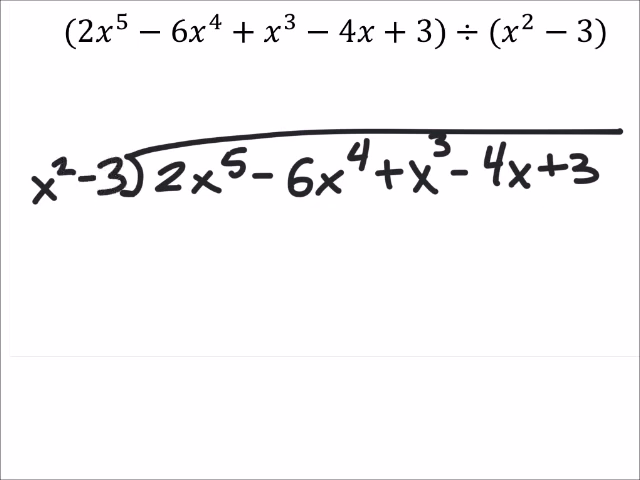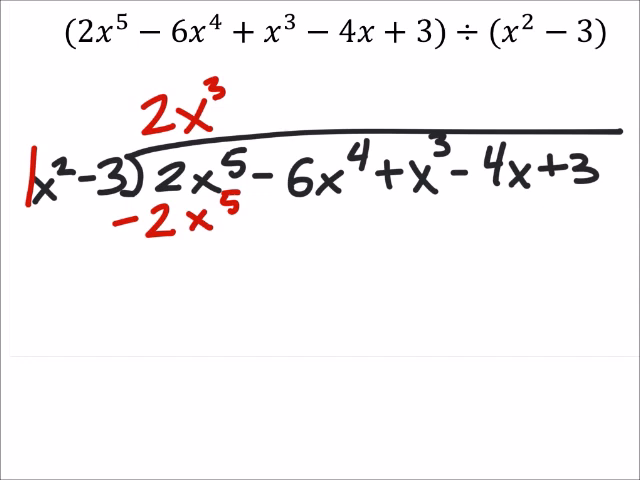So starting this off, again, we'll start with this leading term, 2x to the power of 5. How many x squareds go into 2 times x to the power of 5? Well, that could be considered 1x squared. So how many times does 1 go into 2? Twice. How many more x's would we need to make that x squared into x to the power of 5? You need 3 of those. So when I multiply 2x to the power of 3 times the x squared, I get 2x to the power of 5, and I'll subtract that out.